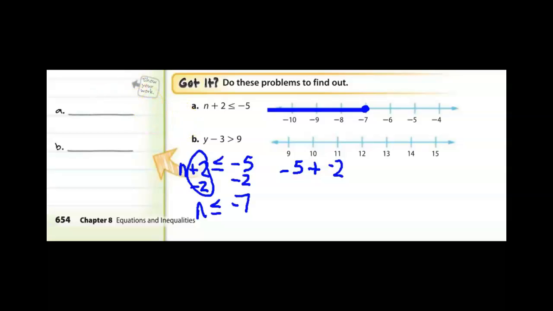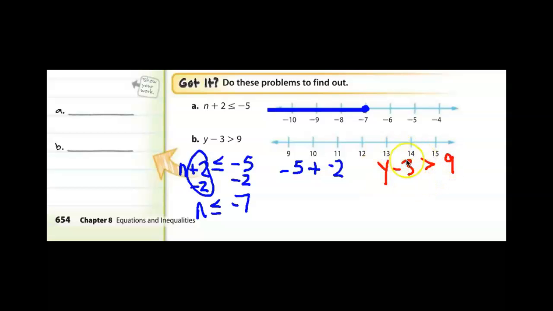I'm going to clear the board. Rather than erase, I just decided to change colors. So the first thing we're going to do is copy down the inequality somewhere where we have room to work. So we're going to write down y minus 3 is greater than 9.